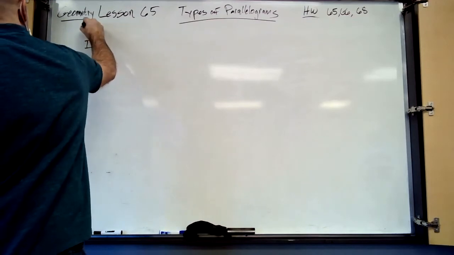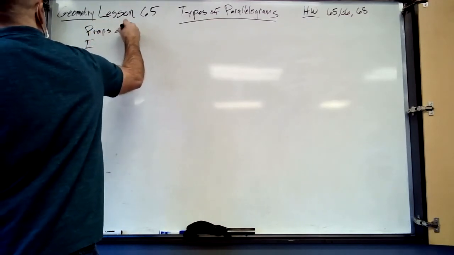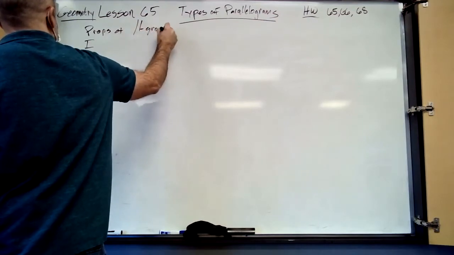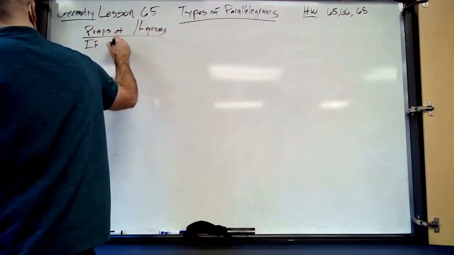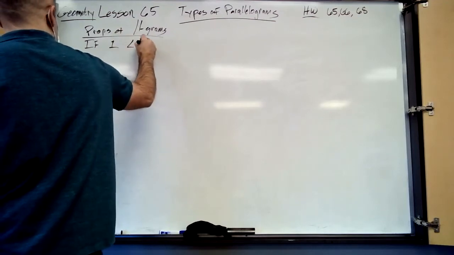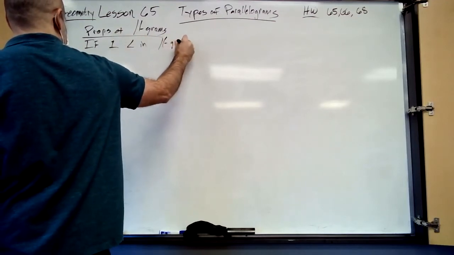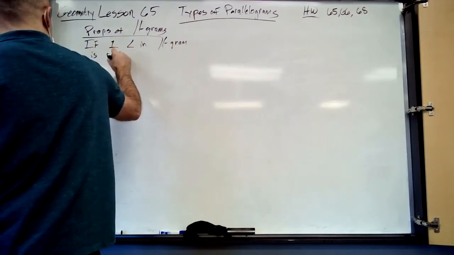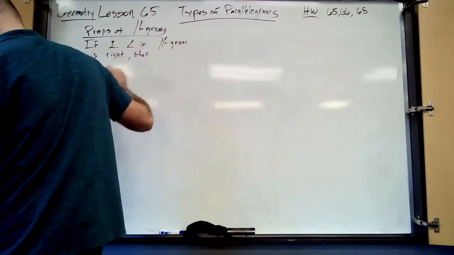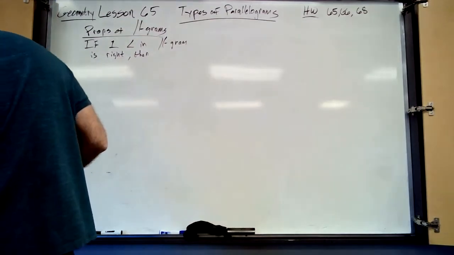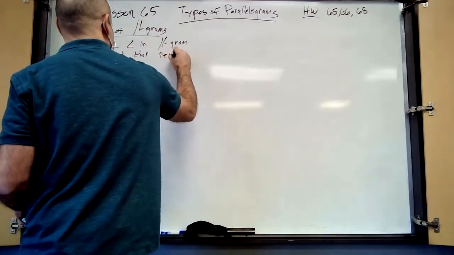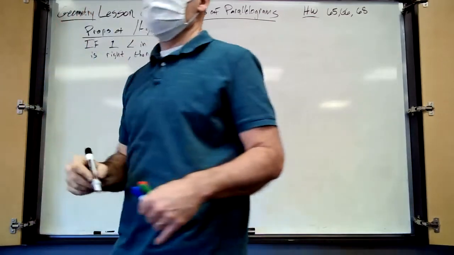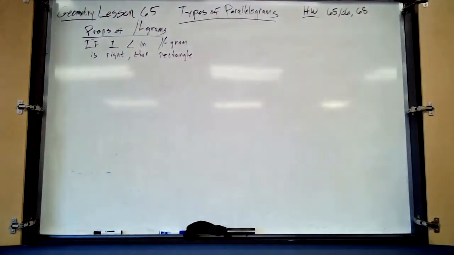So here are properties of parallelograms. If one angle, and only one, in a parallelogram is right, then this sucker is a rectangle. It's not good grammar, but if one angle, just one, in a parallelogram is a right angle, then it's a rectangle. Okay, so that's one property.